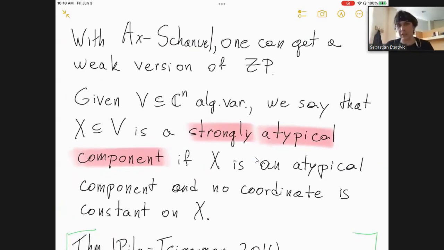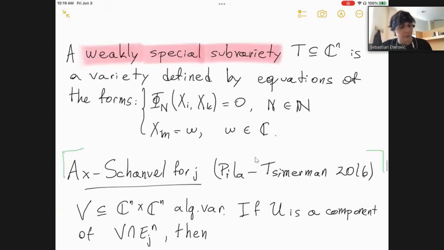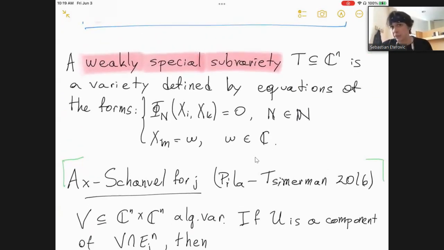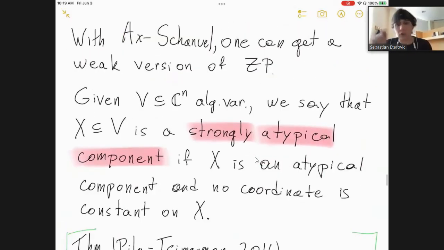So in what sense is this statement weak? Well, I need to alter the definition of a typical component slightly to get this thing called strongly atypical components. What is a strongly atypical component? It's an atypical component with no constant coordinates. So you can see that there is something happening already at the level of what kind of things Ax-Schanuel can tell you, because on one hand, Ax-Schanuel speaks about weakly special subvarieties, no? And the definition of weakly special differs from the definition of special only in that it allows some coordinates to be constant. And now Zilber-Pink, or the weak Zilber-Pink, is going to talk about strongly atypical components where you do not allow coordinates to be constant.